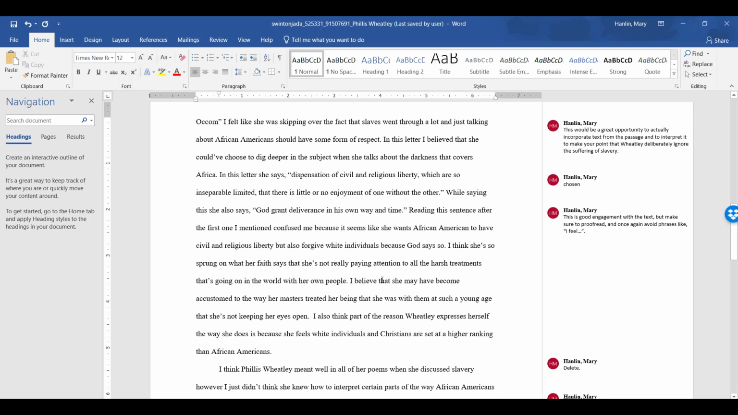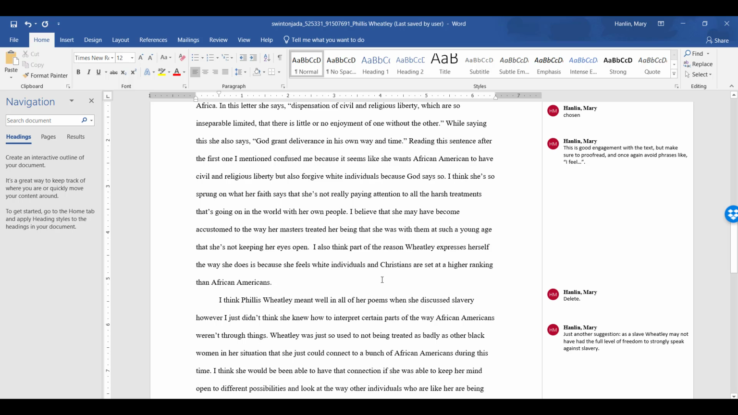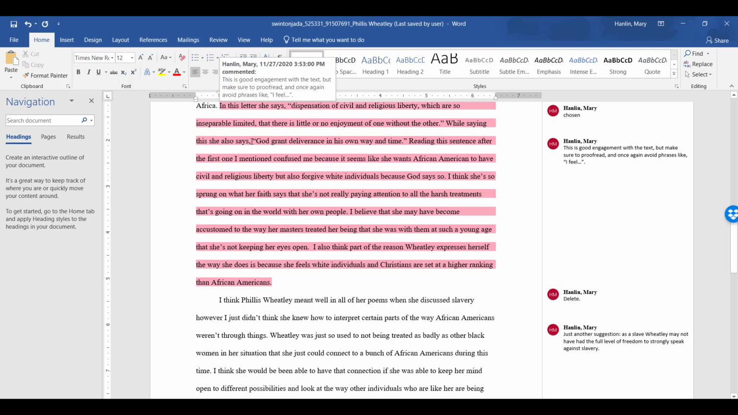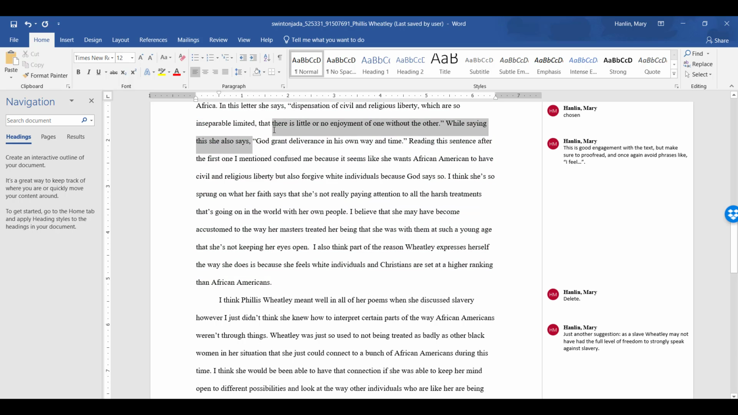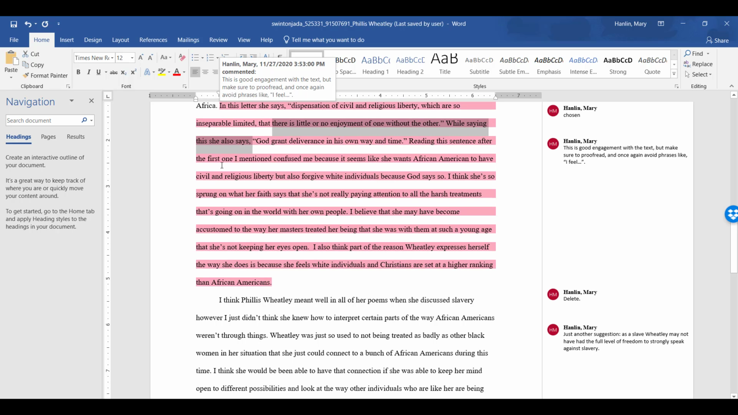Okay, so basically throughout this text, you just want to do that over and over again. You want to make sure that you're clearly indicating which lines you're citing, while saying, she also says, "God grant deliverance in his name." So are you citing Samson Occam here? Remind the reader explicitly which lines you're citing.